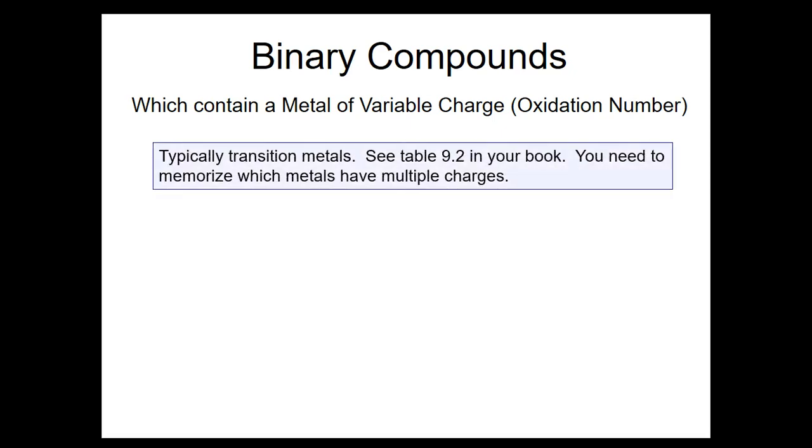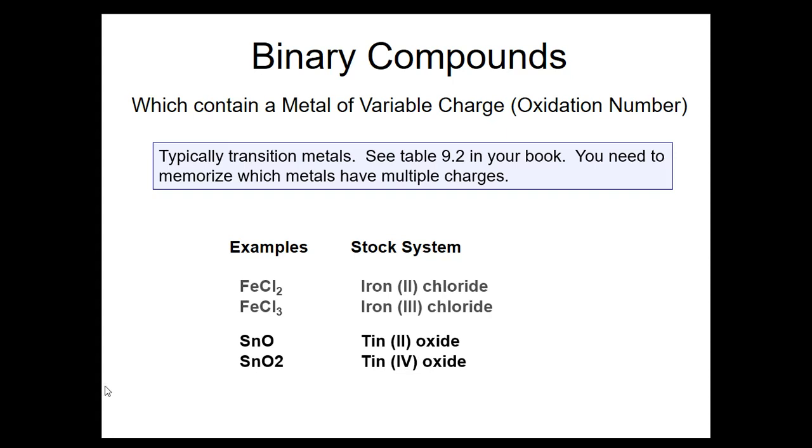So these are just some examples, and you have some in your book. So here we have iron. It can combine with chlorine either in a 1:2 or 1:3 ratio. So since iron's charge can vary, we have to let somebody else know what charge we're actually using for that particular compound. And we do that using Roman numerals. Same thing with tin. Tin's charge can also vary. So we have to indicate what charge it has using Roman numerals.